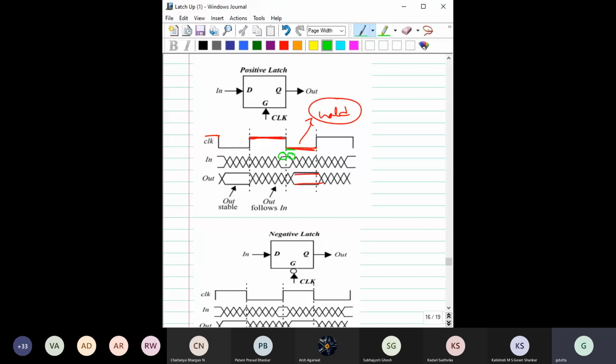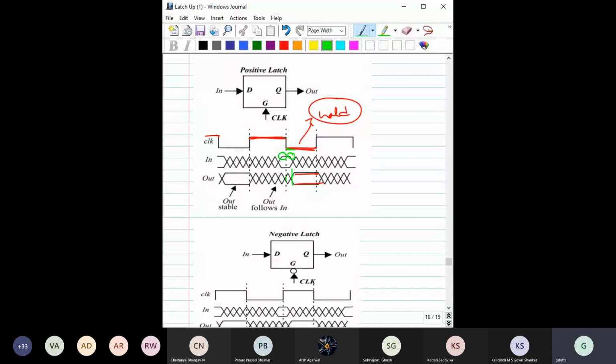Once you have reached this again, what? Oh, this is setup time. This is hold time. This is setup time, hold time. Then after that, you also have some propagation delay from this, right?